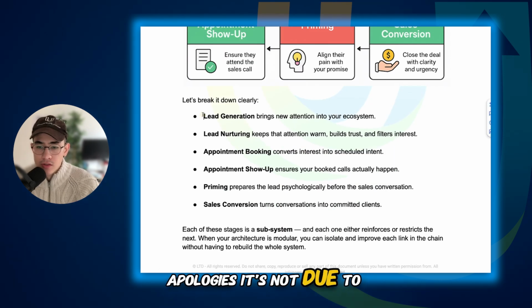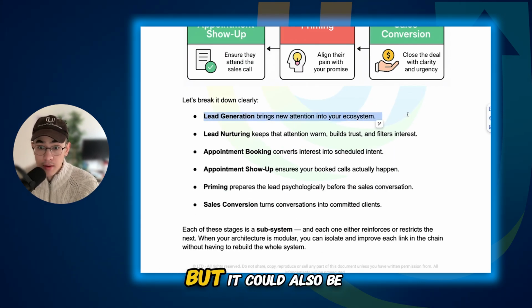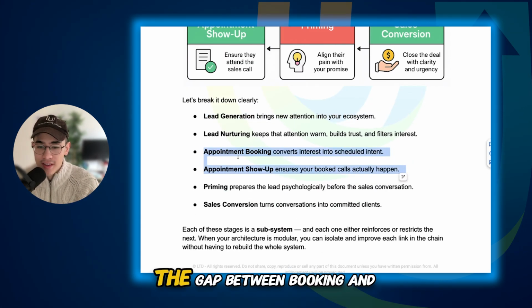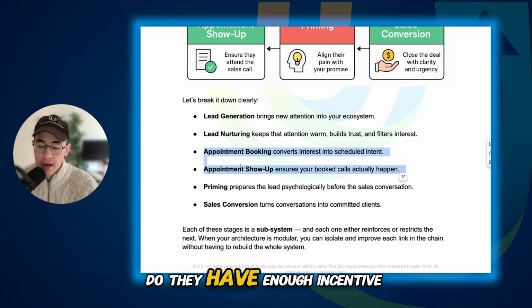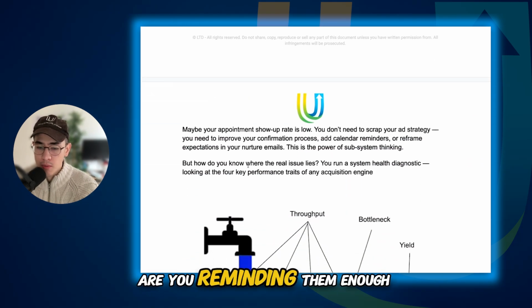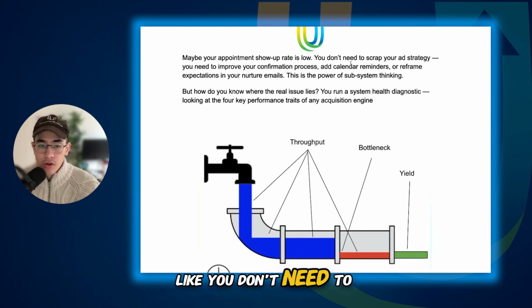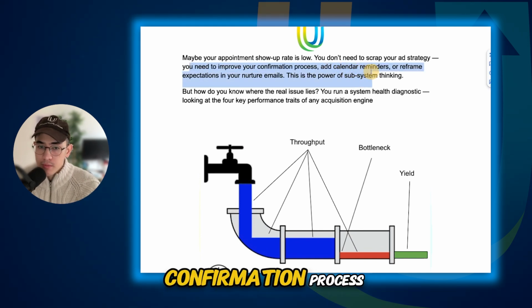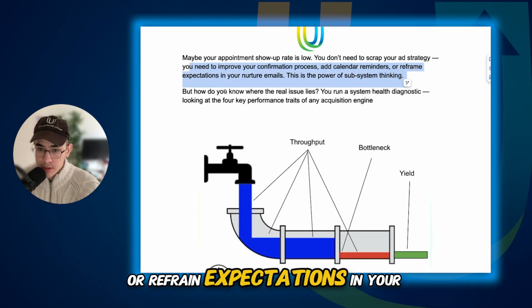It's not due to the lead gen issue. Well, it could be, but it could also be due to the gap between booking and showing. Do they have enough incentive? Do they have enough motivation? Are you reminding them enough? You don't need to scrap your ad strategy. You need to improve your confirmation process, add calendar reminders, or reframe expectations in your nurture emails.